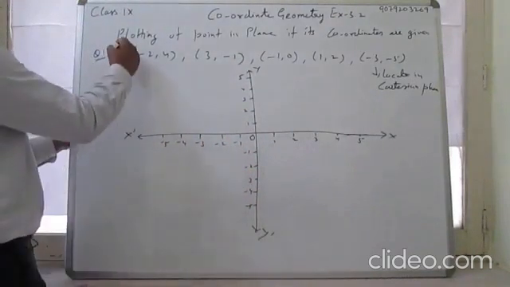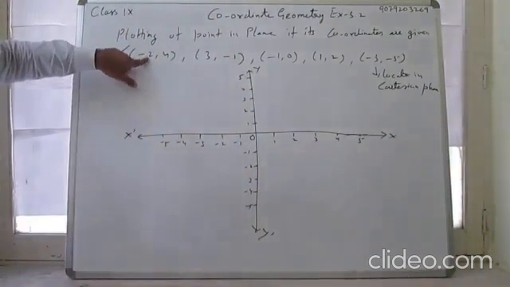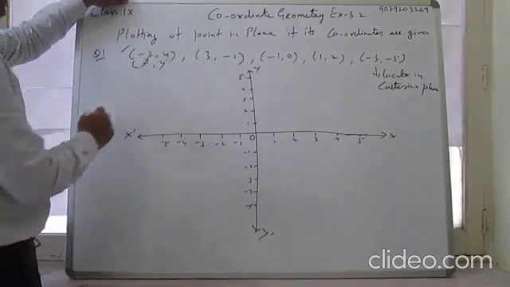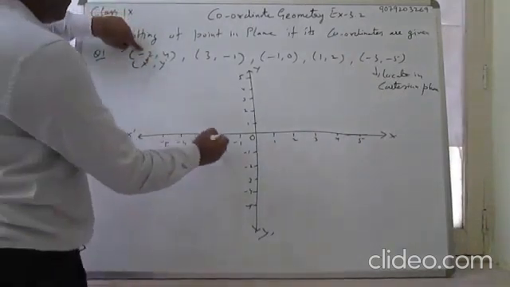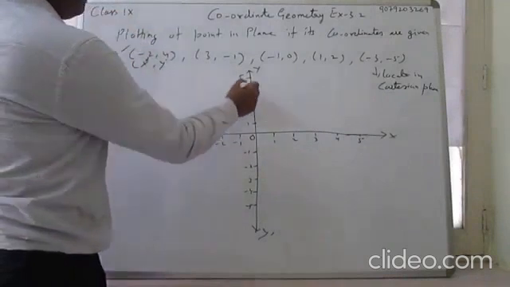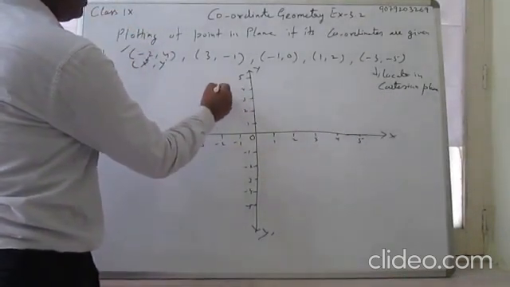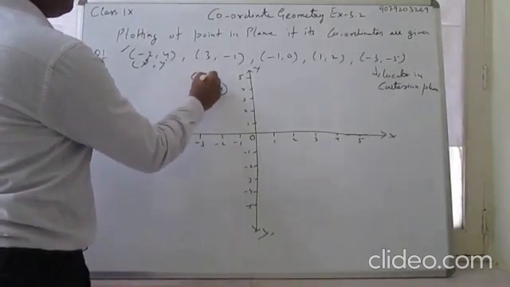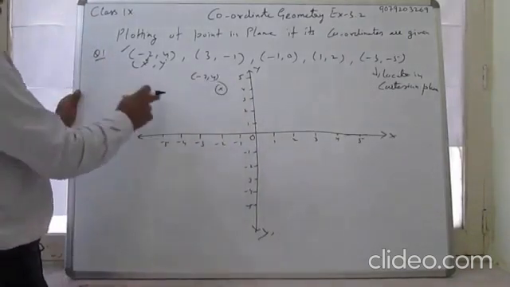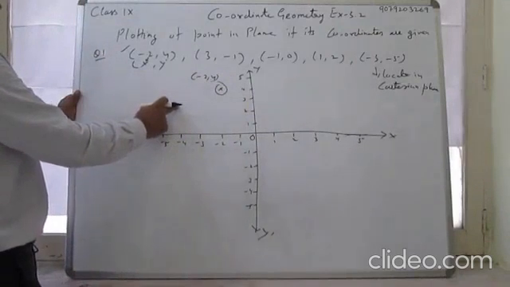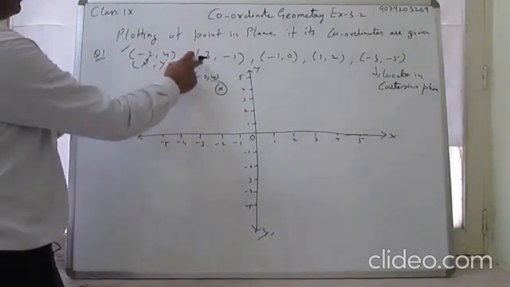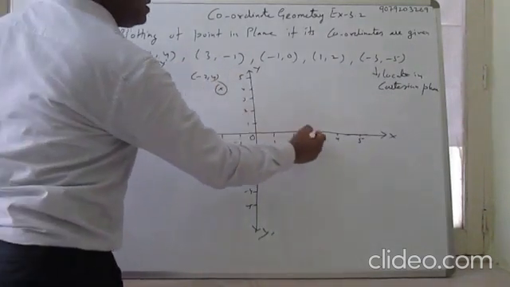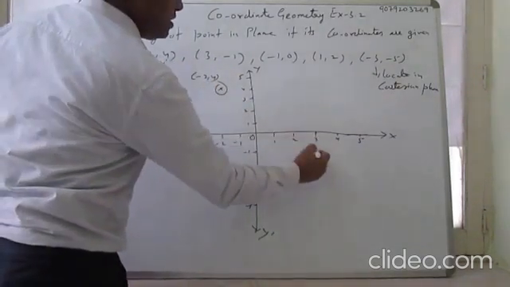Now I will take the first point. This is for the x-axis, the x coordinate, and this is for y. -2, 4: -2 here and 4 here. So it is -2, 4. This point is -2, 4. Which quadrant is it in? Second quadrant. Next, 3, -1. 3 is this and -1 is this. This is 3, -1.